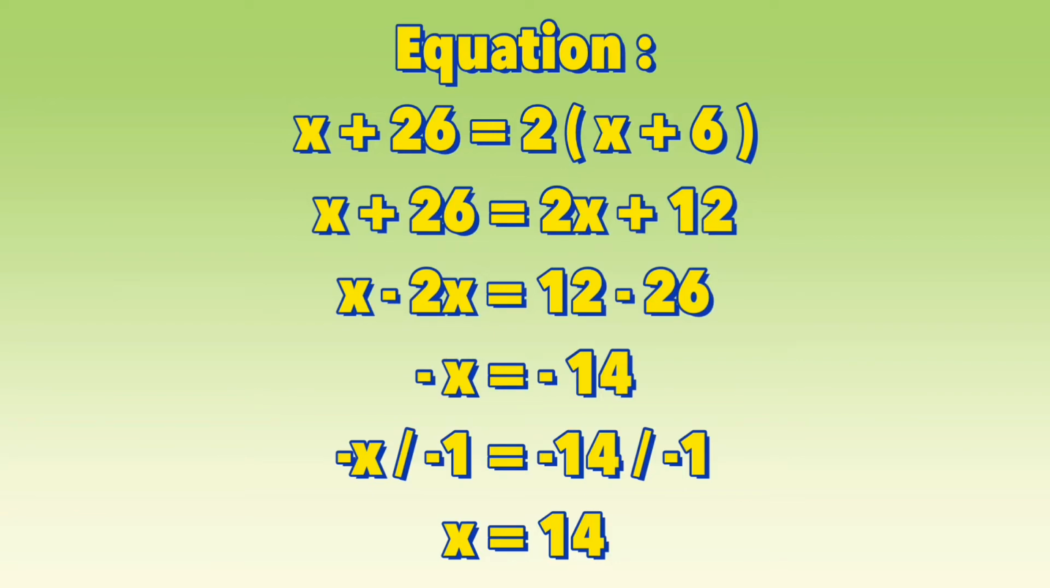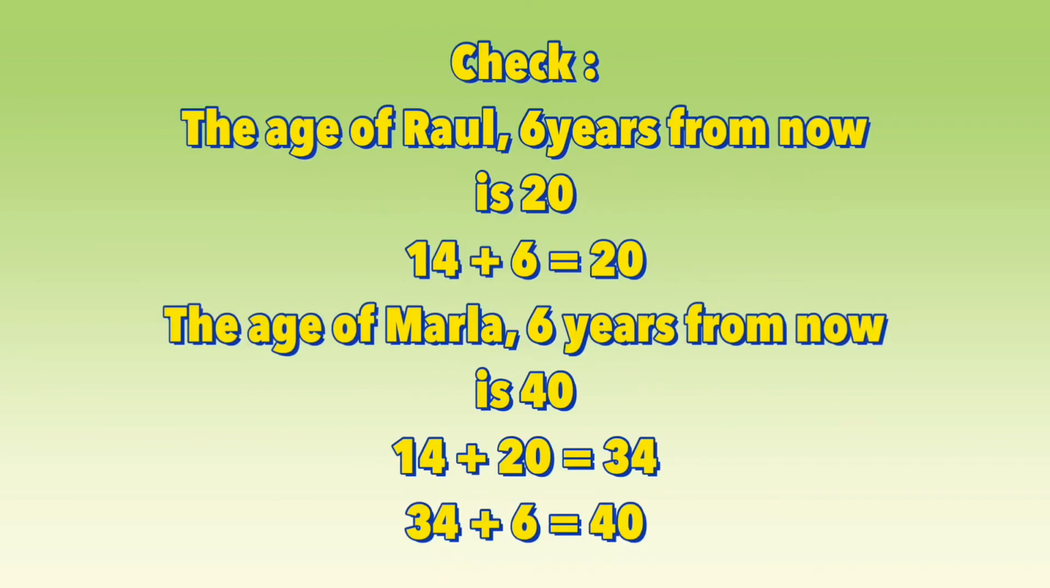x minus 2x equals negative x, then 12 minus 26 equals negative 14. Since we don't have a negative x in our final answer, we're going to divide both sides by negative 1. So negative x divided by negative 1 equals x, and negative 14 divided by negative 1 equals positive 14. Let us check.